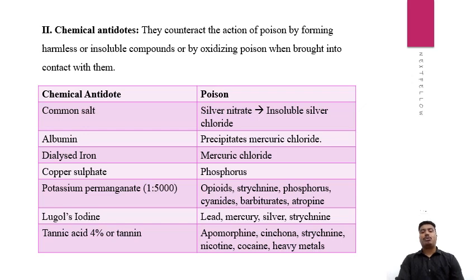Copper sulfate is used for phosphorus poisoning. Potassium permanganate, 1:5000 concentration, is used in opioids, strychnine, phosphorus, cyanides, barbiturates and atropine poisoning. Lugol's iodine is used in lead, mercury, silver and strychnine poisoning. Tannic acid 4% or tannin is used in apomorphine, cinchona, strychnine, nicotine, cocaine and heavy metal poisoning.